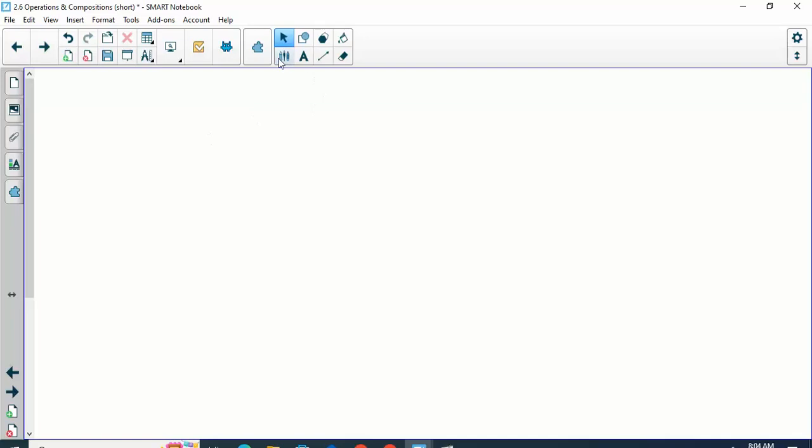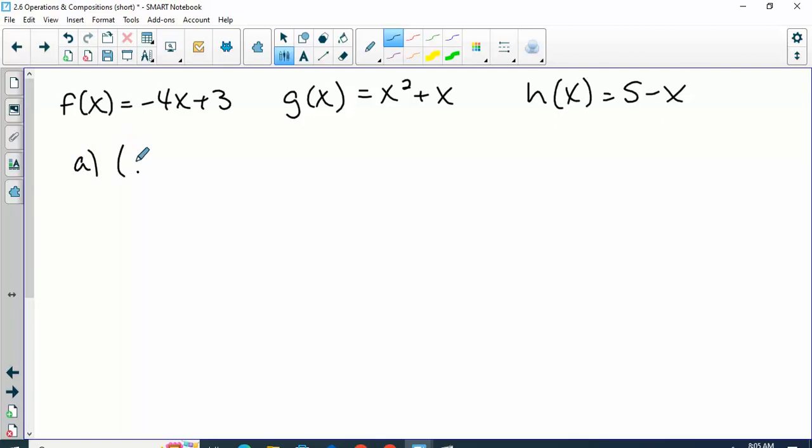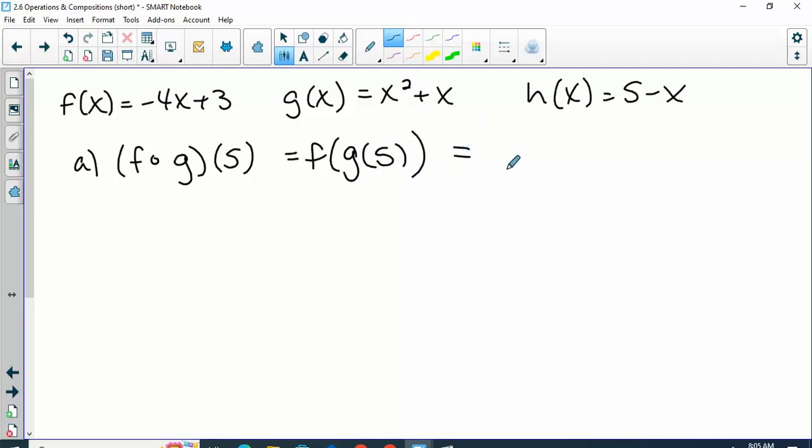Okay, so from your handout, the first one, we know f of x is negative 4x plus 3, g of x was x squared plus x, h of x was 5 minus x. So the first one, f composed with g of 5. That's saying f of g of 5. First you plug a 5 into g, and what does that give you?